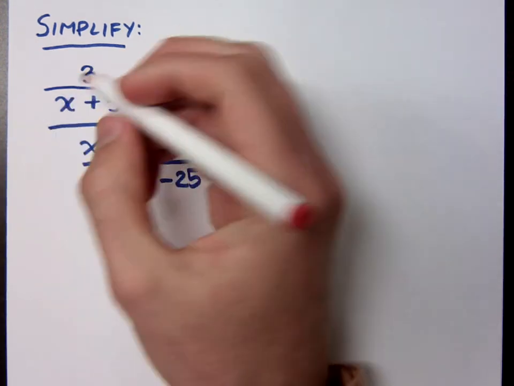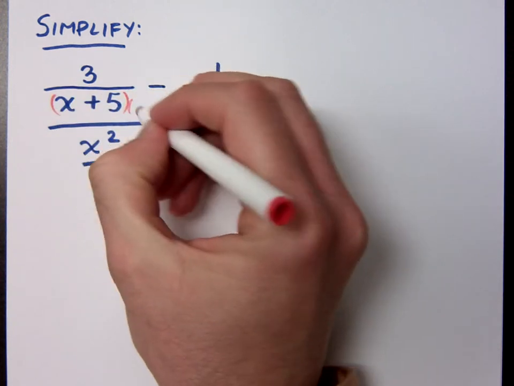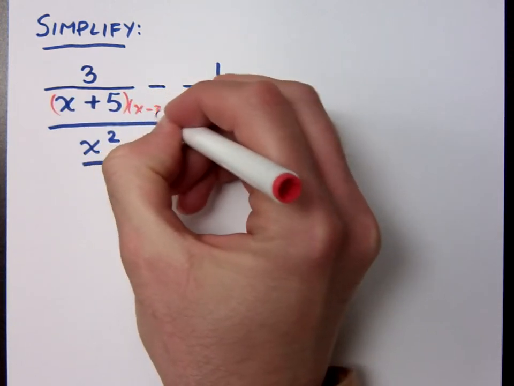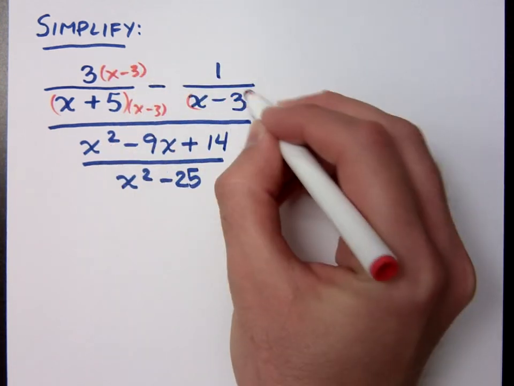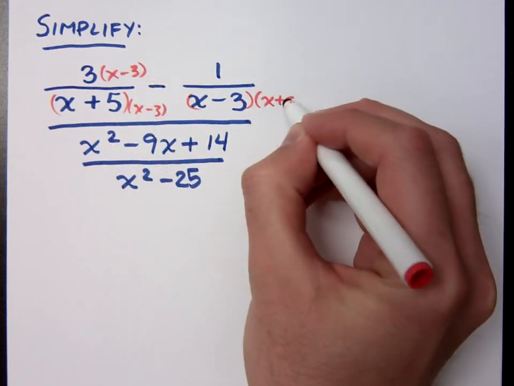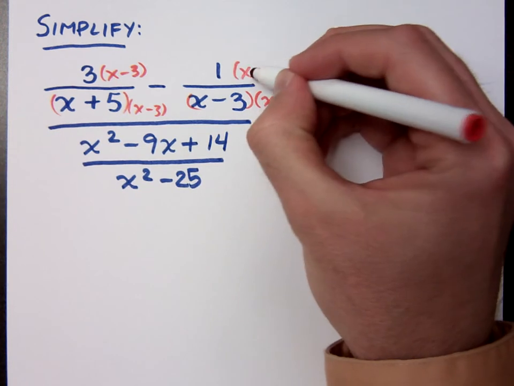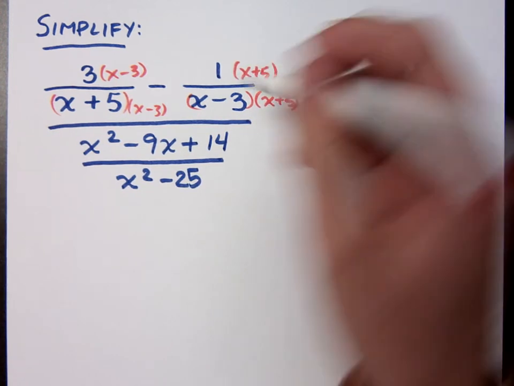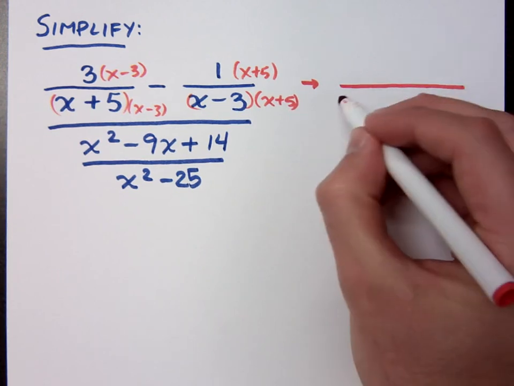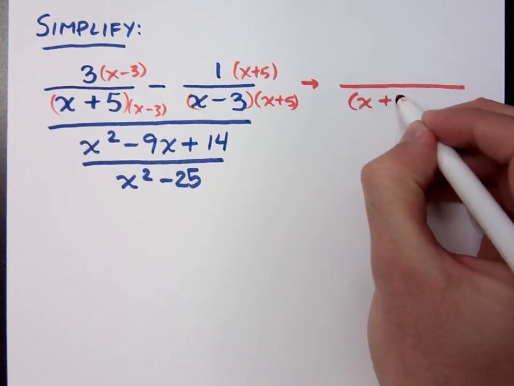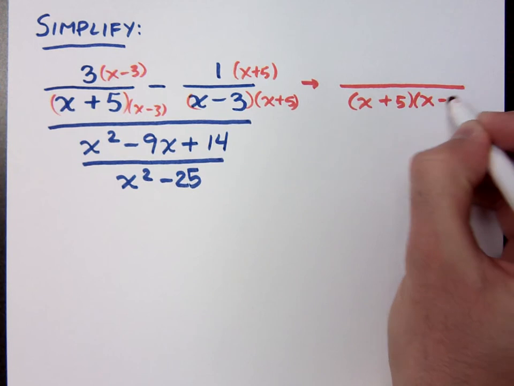Right. So what factor is missing here for this guy? He's missing the factor of x minus 3, so put that in the top as well. What factor is missing over here? X plus 5. Okay, so I'm going to put that in the top. So when I finish working this guy, he has a common denominator that contains the factors x plus 5 and x minus 3.